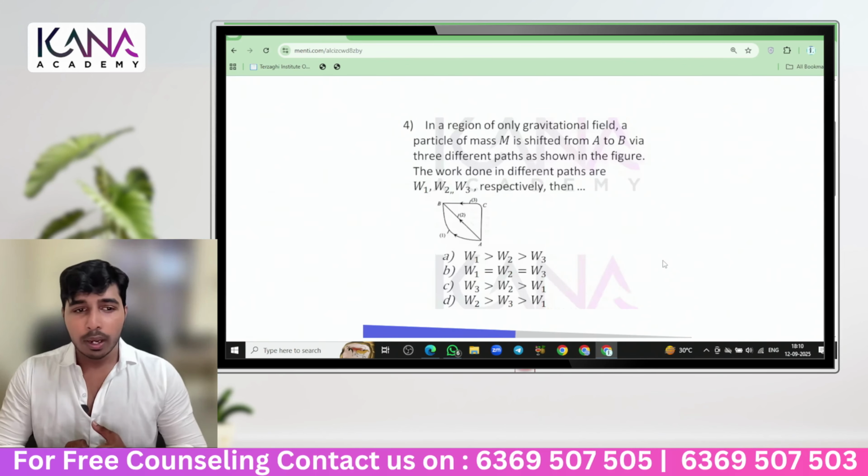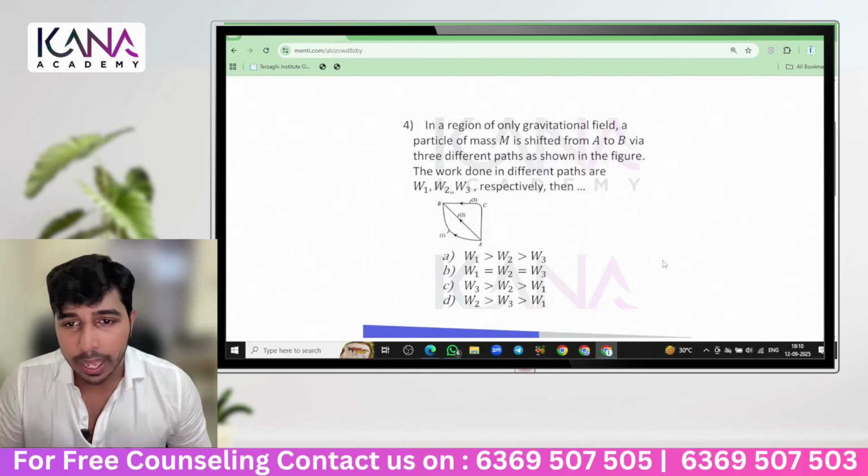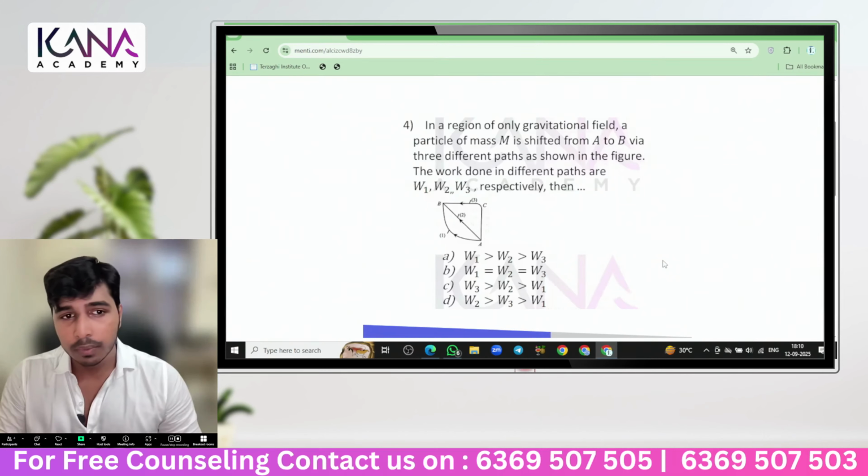You will get more diagram based questions like this in NEET. So practice more diagram based MCQs in gravitation.